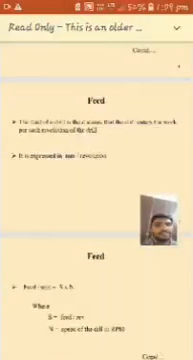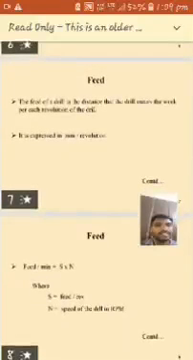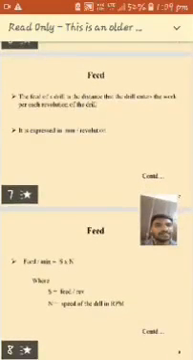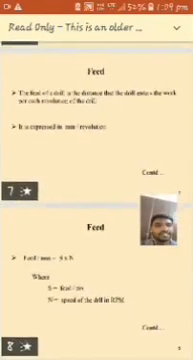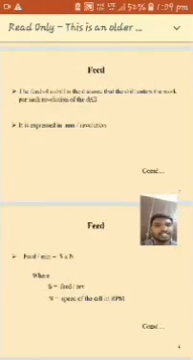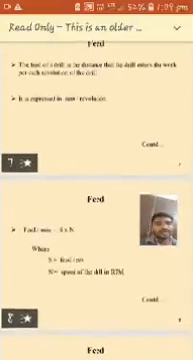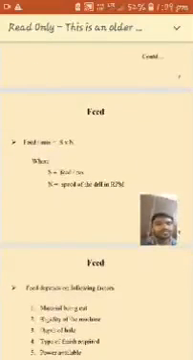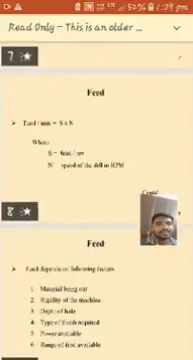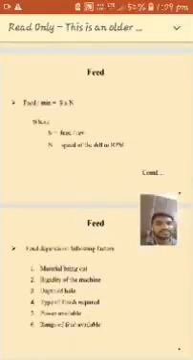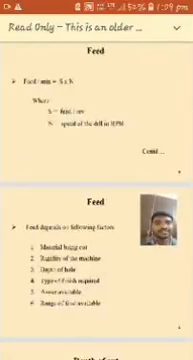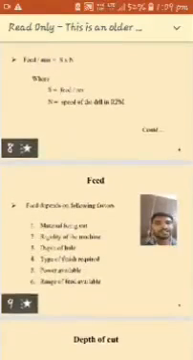Next, the feed. The feed of a drill is the distance that the drill enters the work for each revolution of the drill. It is expressed in mm per revolution. So the feed per minute is equal to S into n, where S is the feed per revolution and n is the speed of the drill in rpm.